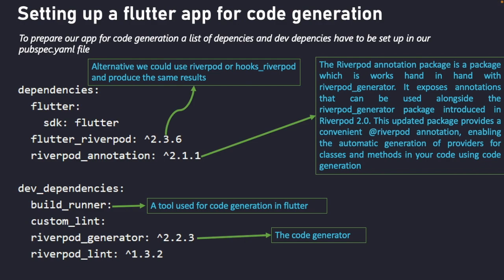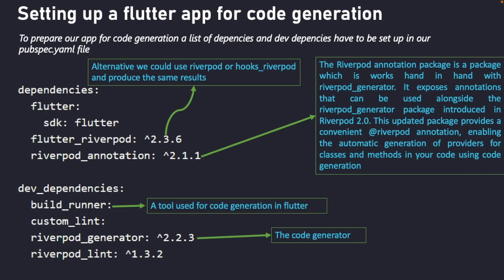To set up our application for Riverpod, we need some dependencies. The first dependency that we need is Riverpod, but we have alternatives. We have Riverpod itself, Flutter Riverpod, and Hooks Riverpod. You can pick any one of the three and still produce the same results. The next package that we need is Riverpod annotation. Annotation is the one that allows us to generate code automatically, as it works hand in hand with Riverpod generator.